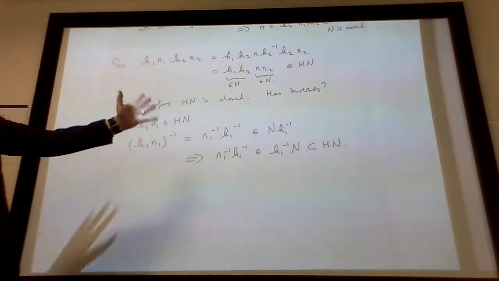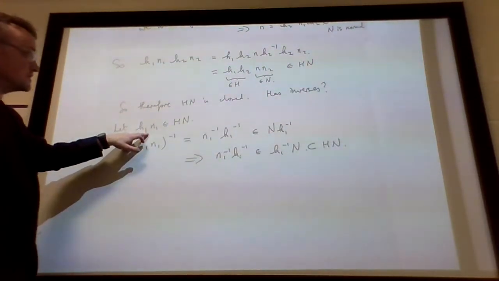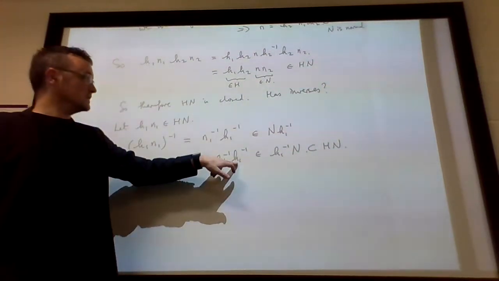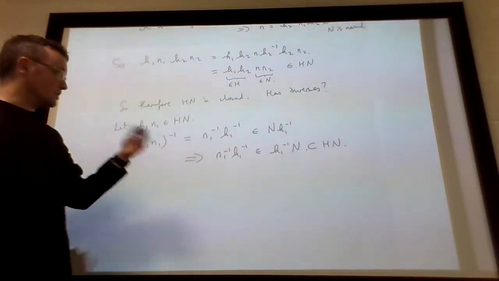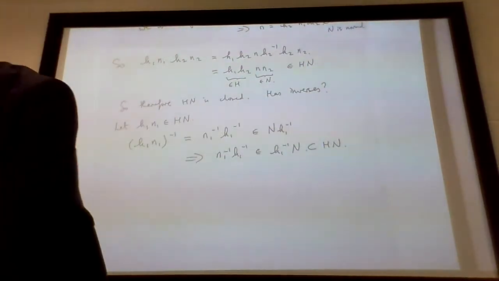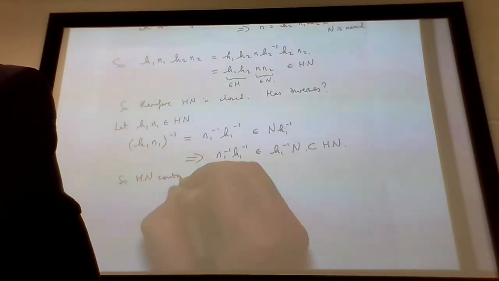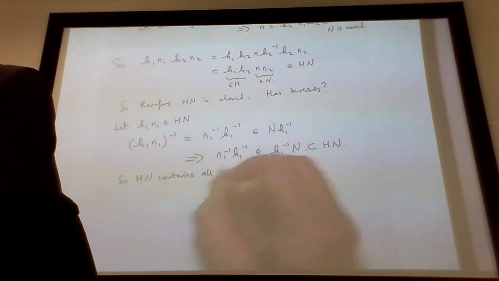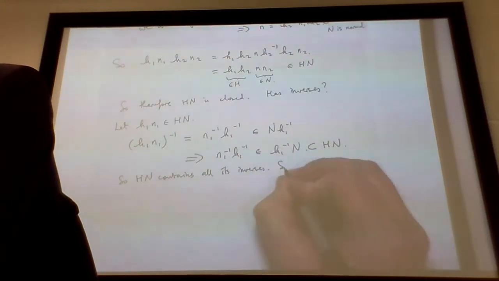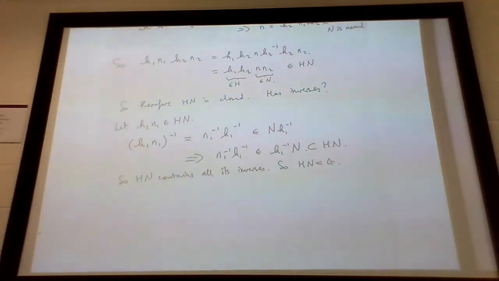So what were we showing here? We were showing here that this subset of G contains the inverses of all its elements, okay? Because the inverse of this is this, the product of the inverses in the opposite order, but it is again present in here. So yes, HN contains all its inverses. Okay, so HN is a subgroup of G.